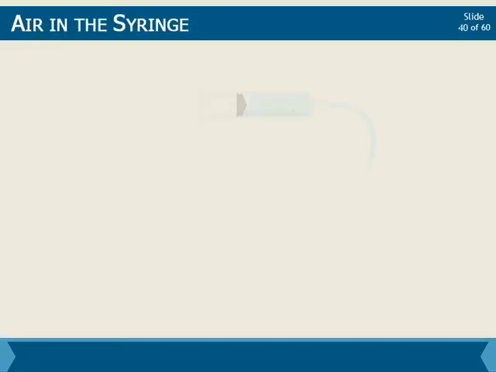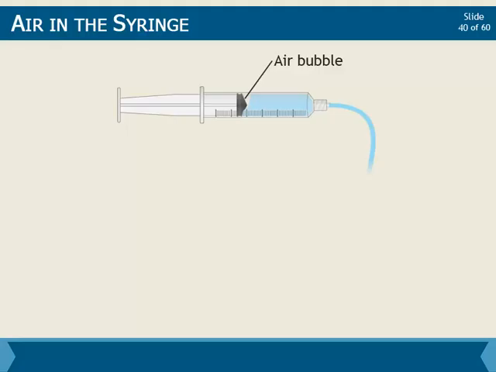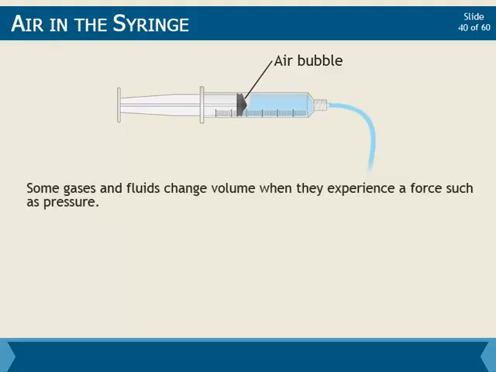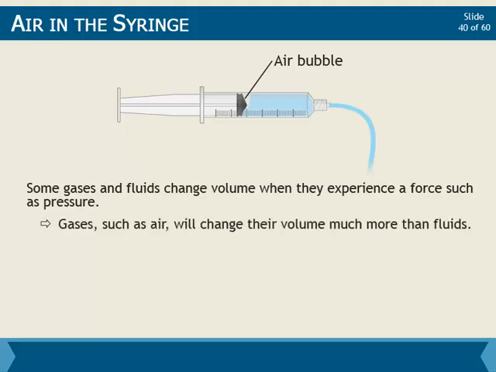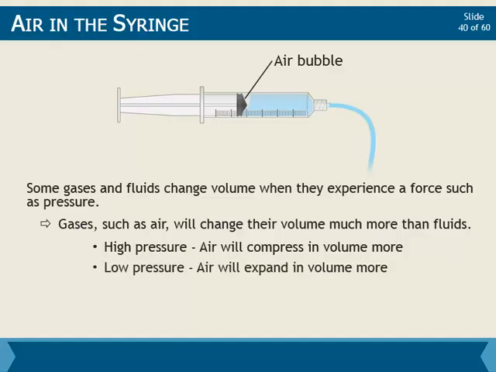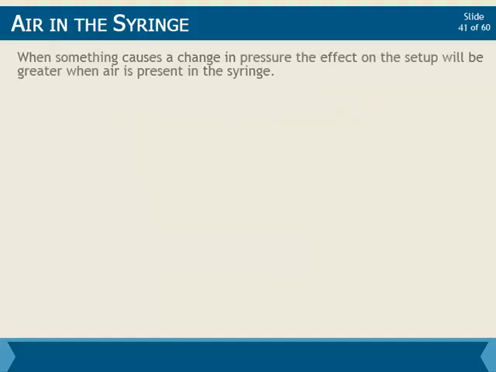Another element related to compliance and having the potential to influence most of the topics we have discussed is the presence of air within the syringe. We are not talking about air bubbles traveling to the patient, but rather air bubbles simply being within the syringe. Some gases and fluids change volume when they experience a force such as pressure. Gases, such as air, will change their volume much more than fluids. At high pressures, air will compress in volume more than fluids, and at low pressures, air will expand in volume more than fluids. When something causes a change in pressure, the effect on the setup will be greater when air is present in the syringe.